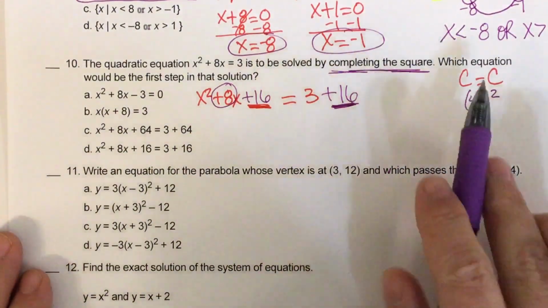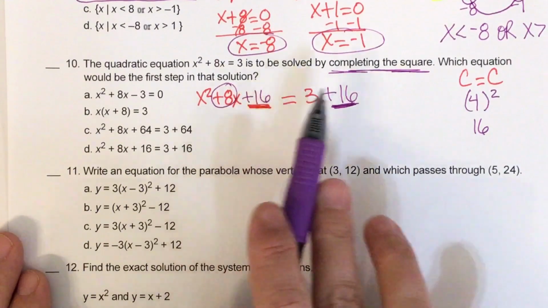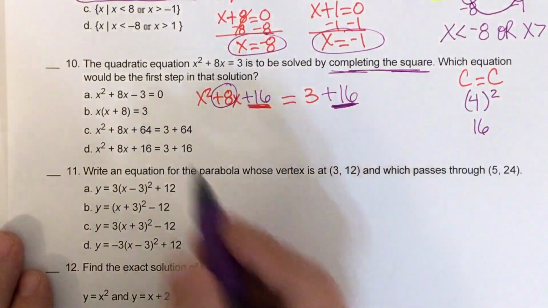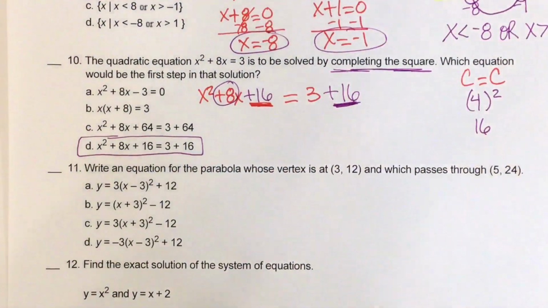And that would be the next step. And that's what it is asking. Which equation would be the first step in that solution? So this is the first step of me working it, which is what answer choice D is saying. And then from there, I could keep going.